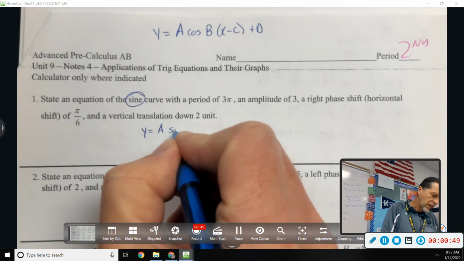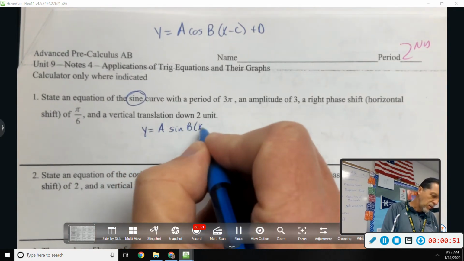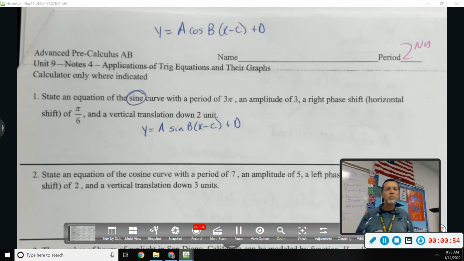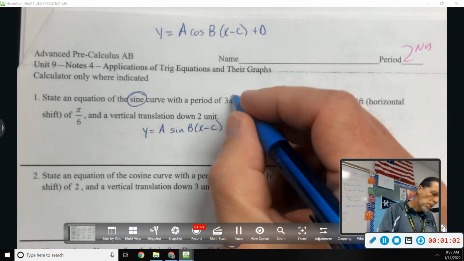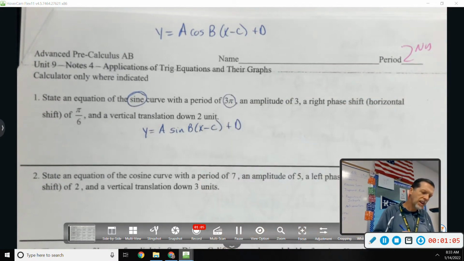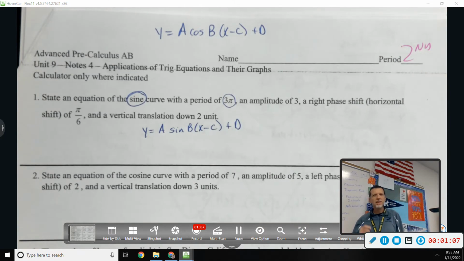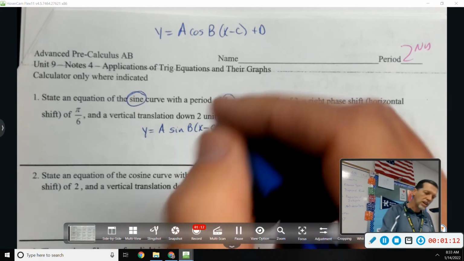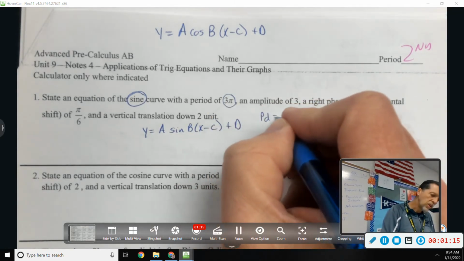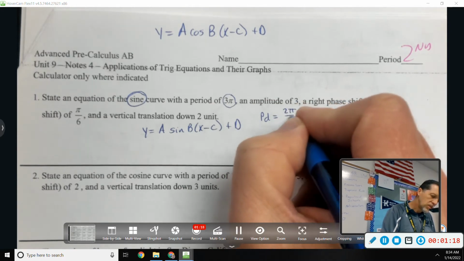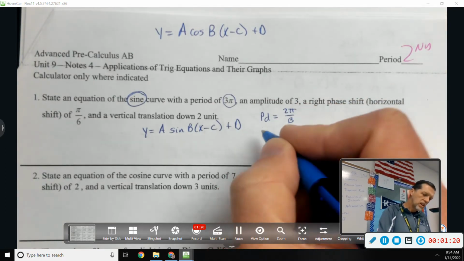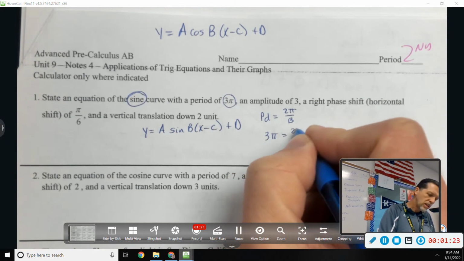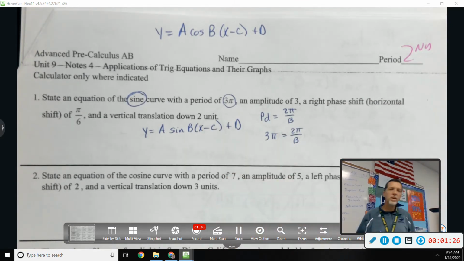So I'm going to go ahead and write the equation of a sine curve. And then my job is to figure out, well, what's A, B, C, and D? Period is 3 pi. How does that help me? That helps me with B. I worded that carefully. That's not B, it helps me with B, because period is equal to 2 pi over B. So 3 pi equals 2 pi over B.